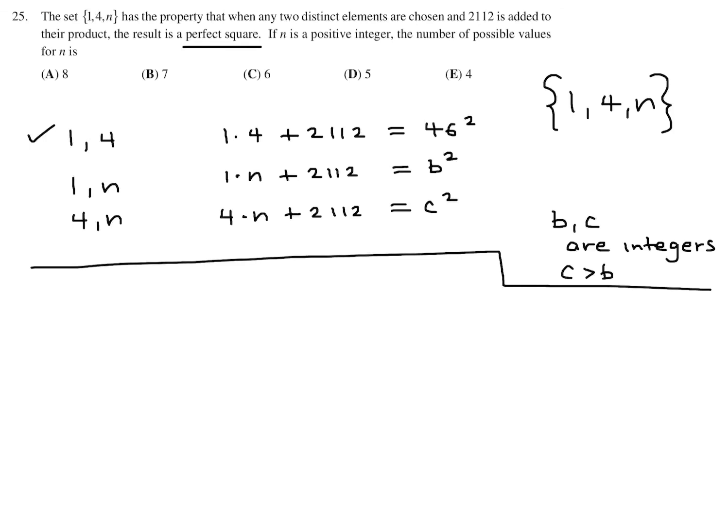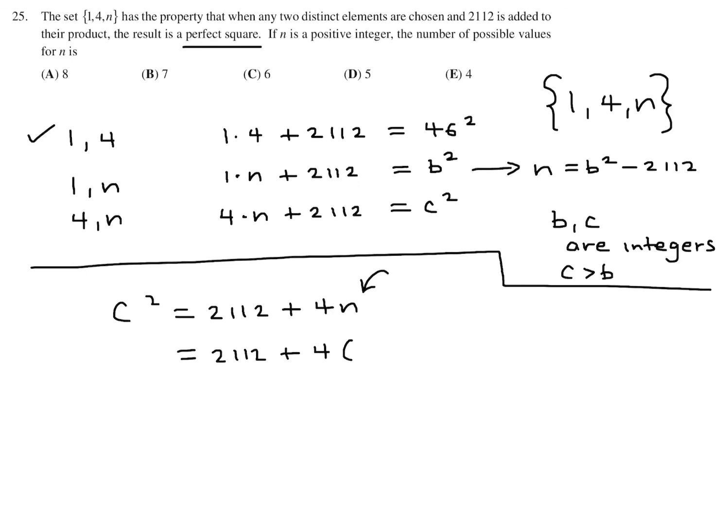We have to somehow get c and b together in some equation, and I can definitely do that. Let's see here. So c squared is equal to 2112 plus 4n. But from this, we can get n isolated by itself. n is going to be b squared minus 2112. So I'll put that into here. So I get 2112 plus 4 times (b squared minus 2112). And there you go. I've got c and b in the same equation.